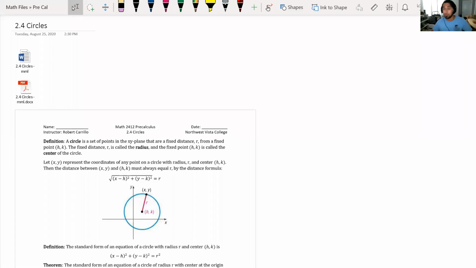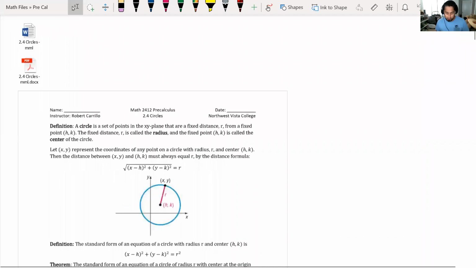All right, welcome to pre-cal. Yes, this is 2.4 circles, where we learn to draw circles. Yes, okay, and of course a little bit more. So some details about circles.